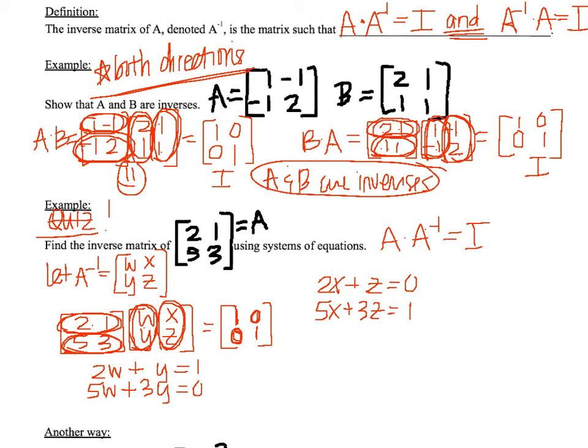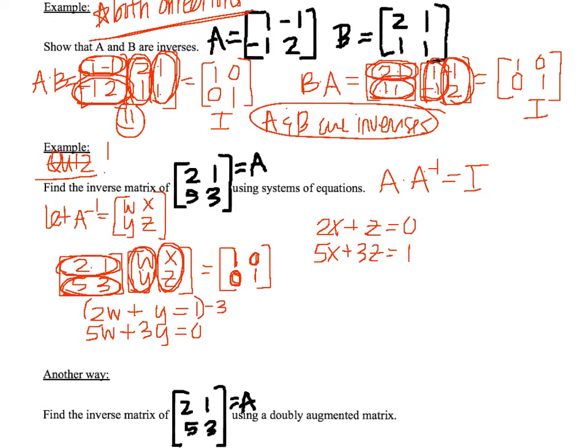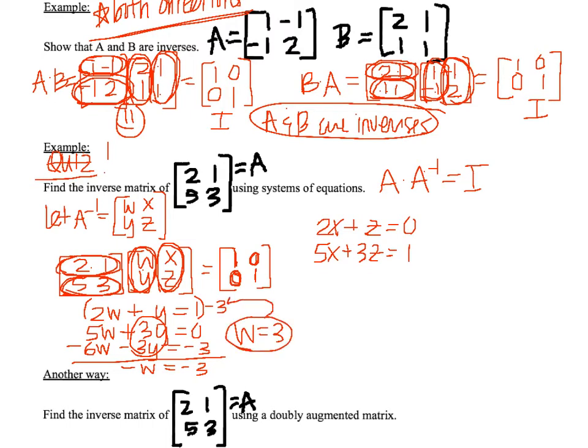So I've got to solve each of these. Now what I'm going to do is multiply this first one by -3. And let me slide this up a little bit just to give myself a little extra room. If I do that, I get -6W minus 3Y equals -3. So here's what I eliminate. So I get -W equals -3. Therefore, we know W equals 3. I can plug this back into an equation to say 2 times 3 plus Y will equal 1. Therefore, Y has to equal -5.